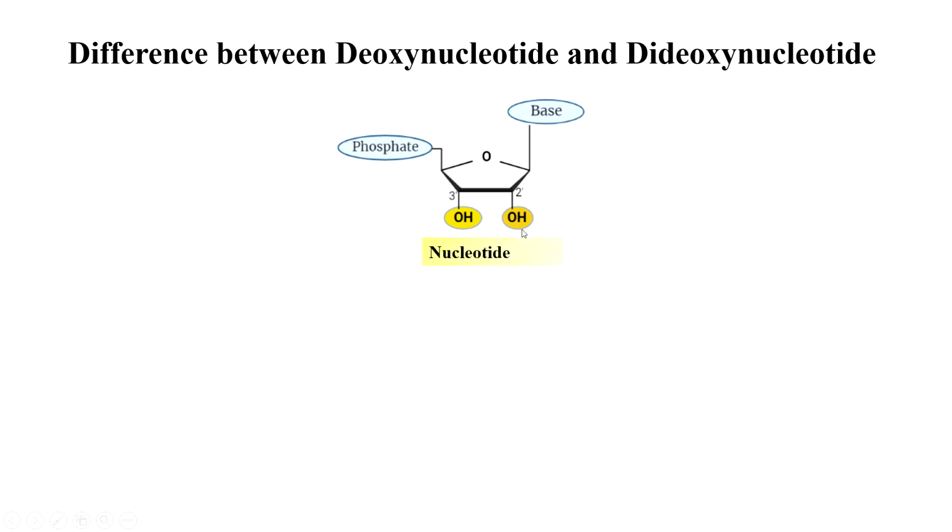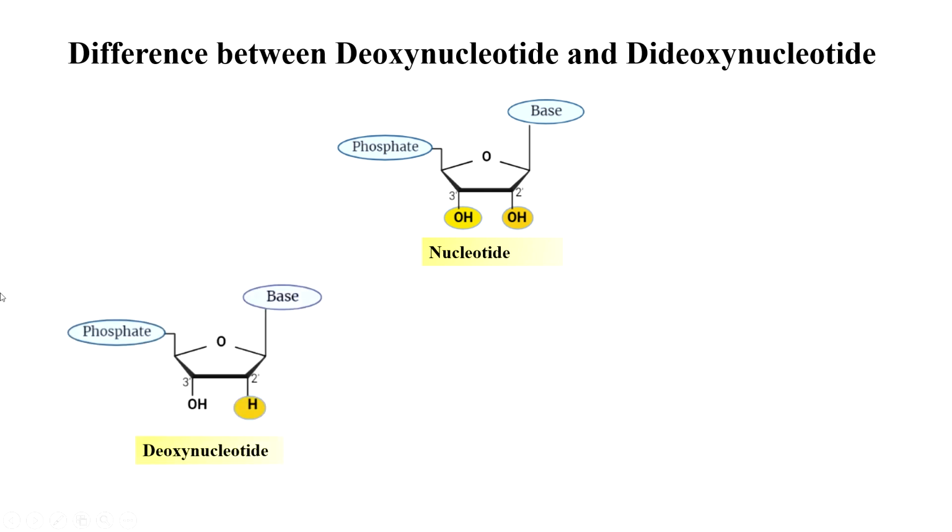Before going into the detail, I want you to know the difference between deoxynucleotide and dideoxynucleotide. First, let's see the basic structure of the nucleotide, which is mainly composed of the phosphate group, the nitrogenous base, and the sugar, where at 2' position and at 3' position, two hydroxyl groups are present. This is the basic structure of the nucleotide.